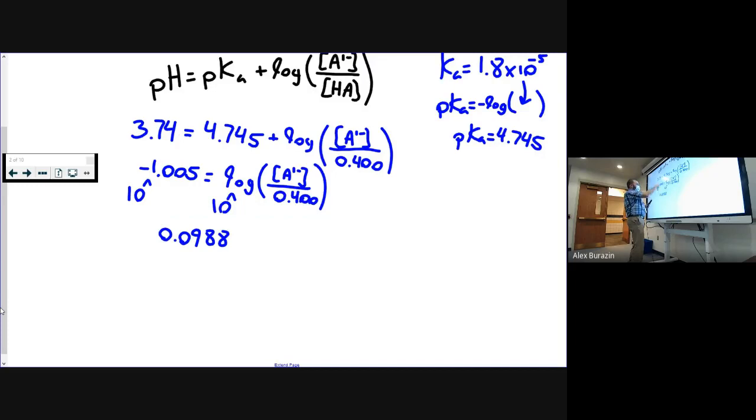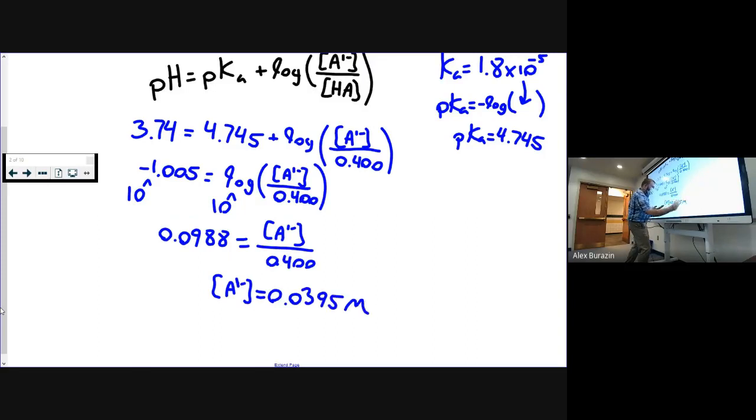So then I get 10 to that equals A minus over 0.4. If I multiply this by 0.4, I'm getting a molarity of A minus, or the conjugate base, I should say, equal to 0.0395, sorry. Is there a second on that? All right, good. So now what should I do?